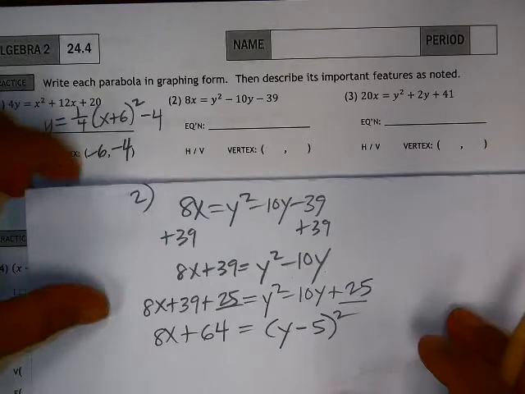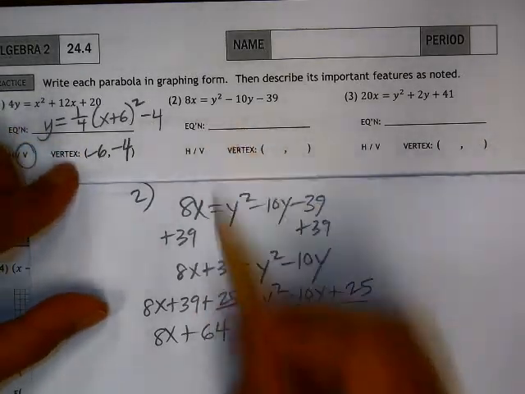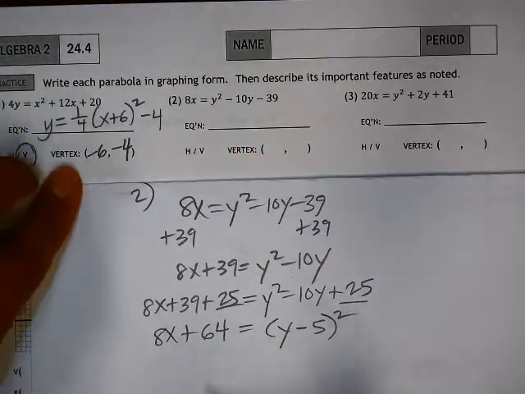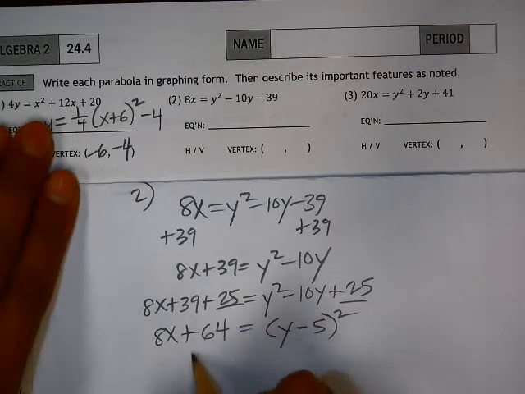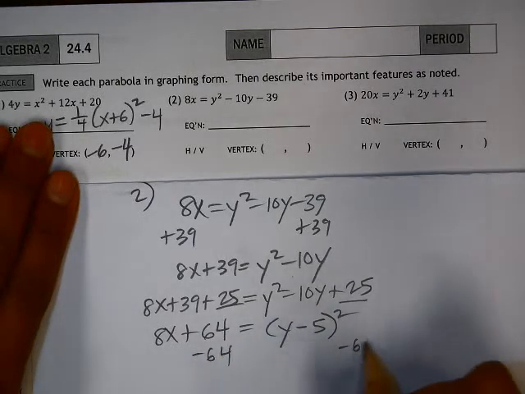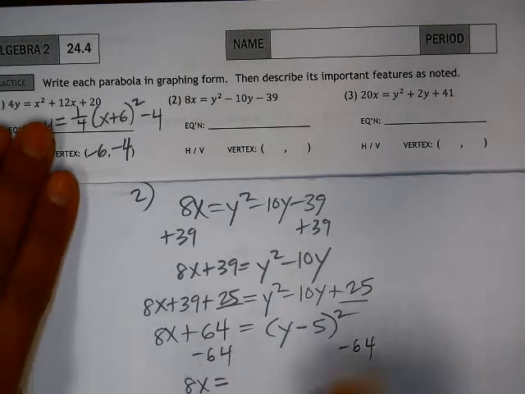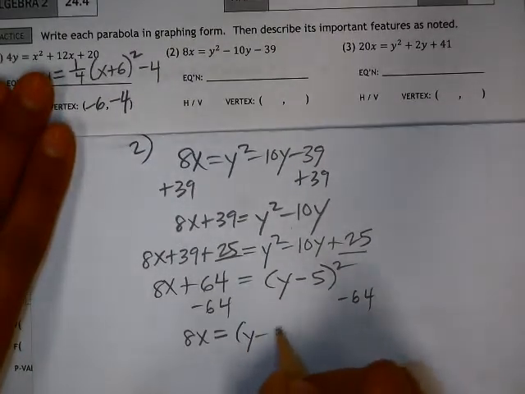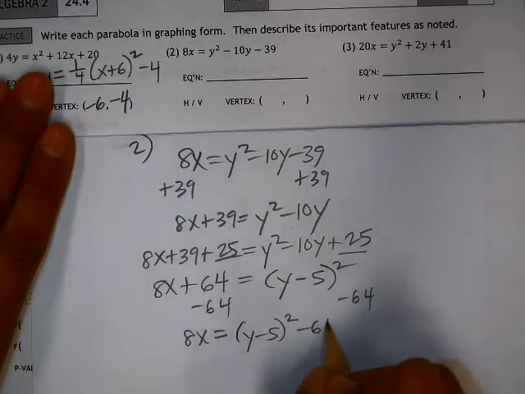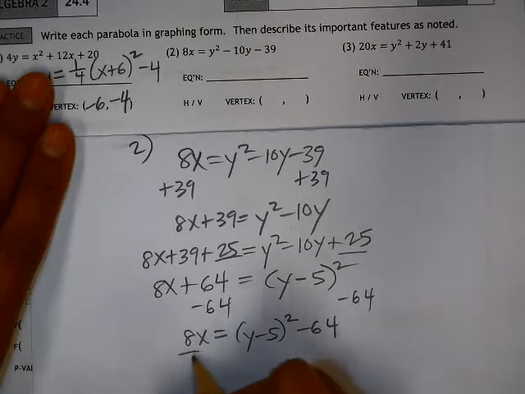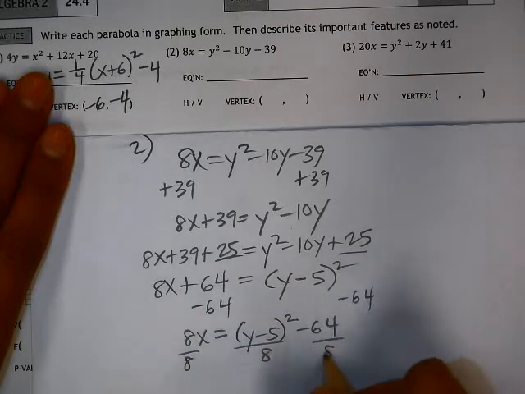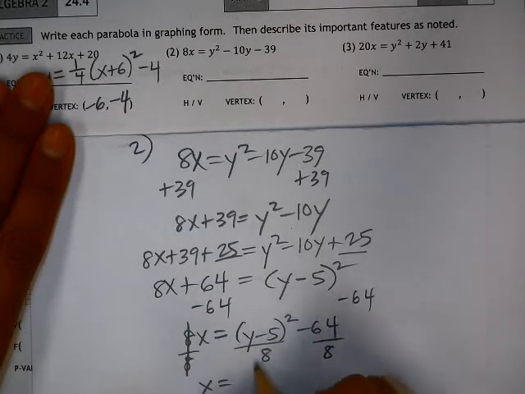And we're trying to get this to look like graphing form again. So in the end, we want it to be x equals and then the rest. So let's subtract 64. 8x equals (y minus 5) squared minus 64. And then we need to divide by 8. So divide all of these by 8. That gives us x equals.